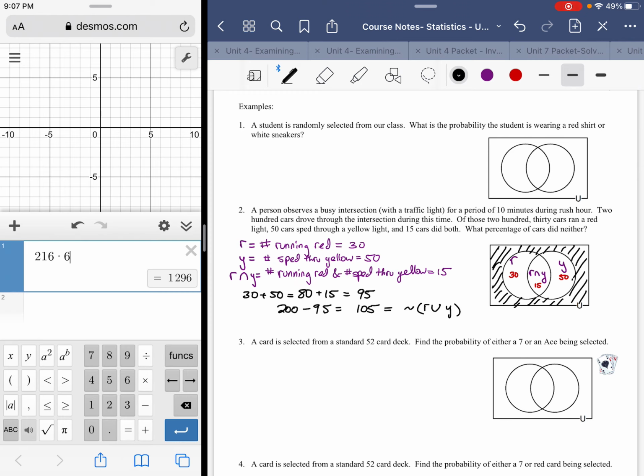All right, the notation isn't overwhelmingly important in this problem, but trying to get an understanding really is. All right, and so since we know that the whole shebang adds up to 200, then that would mean that the probability of getting a car that did not run a red light or speed through a yellow would be equal to 105 over 200, which is about, if we're going percent form, about 52.5%.